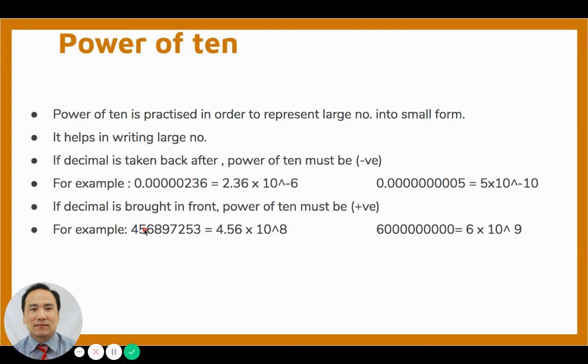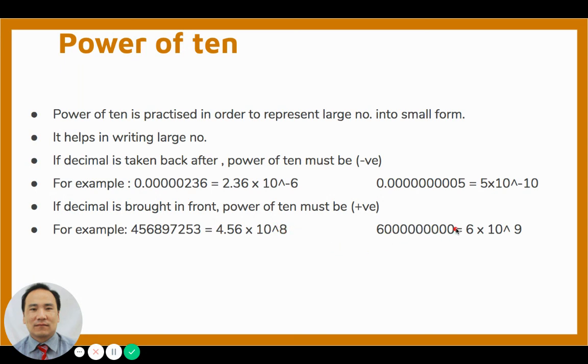Another example we want to discuss. In these cases, we are taking the decimal in front. When you take the decimal in front, the power will be positive. Here the decimal is at the back, so you are taking the decimal from here to after one real number. How much in front have we taken the decimal? Count from here to here: 1, 2, 3, 4, 5, 6, 7, 8. That's why the power is 8.